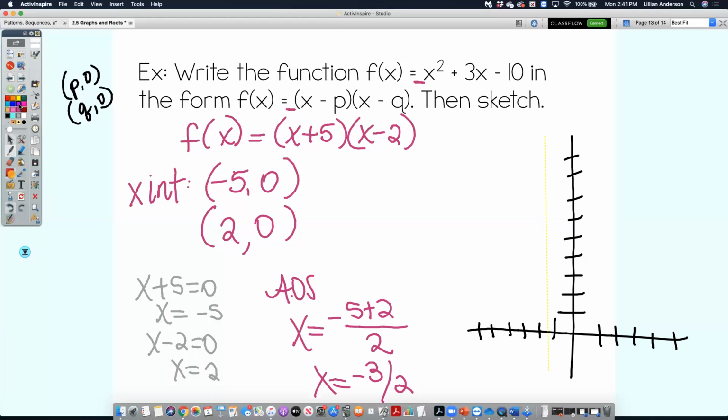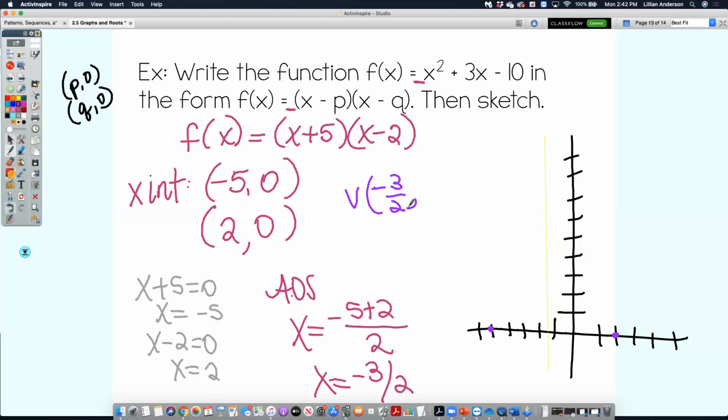And unlike vertex form, of course we can use the pattern, but I have both of my zeros at (2, 0) and (-5, 0). All I need now is my actual vertex, because I just need to go through those 2 points. I know the x-coordinate of my vertex is -3/2 because it is the axis of symmetry. It's the same value.